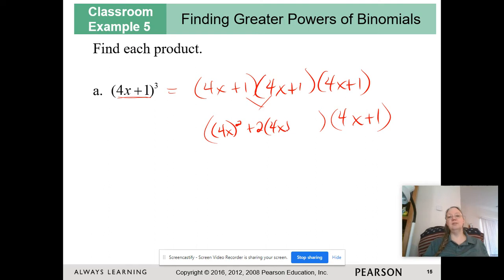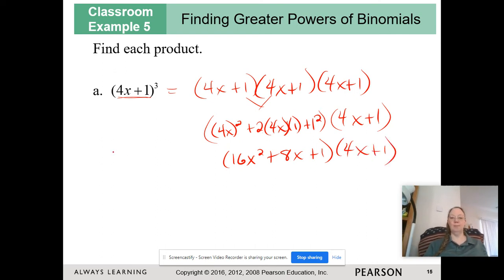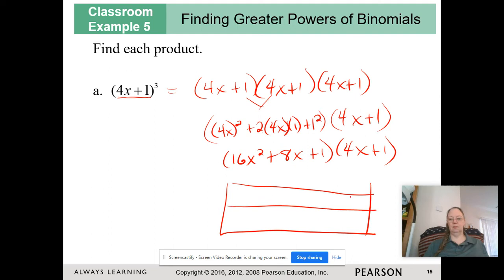Times 4x times 1 plus 1 squared. Two times 4x times 1. This last one you have to use a box for, or multiply vertically. 16x squared, 8x, 1, 4x, and 1. These are positive.